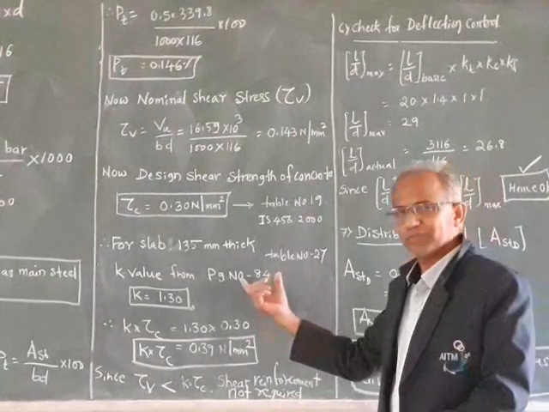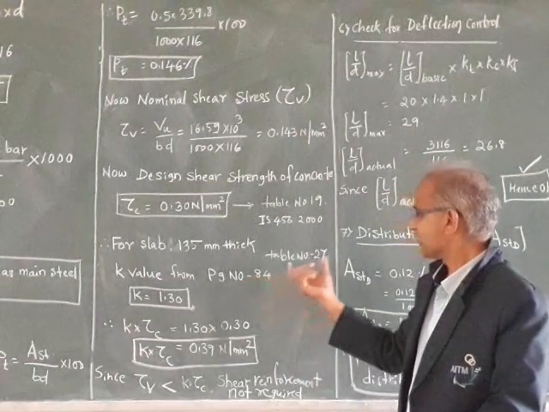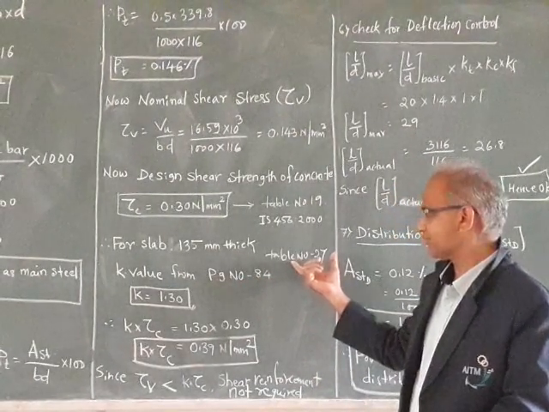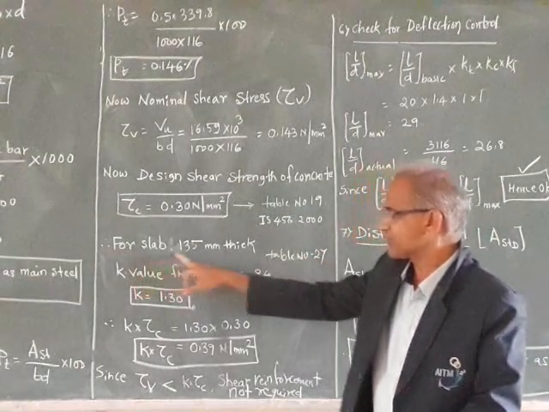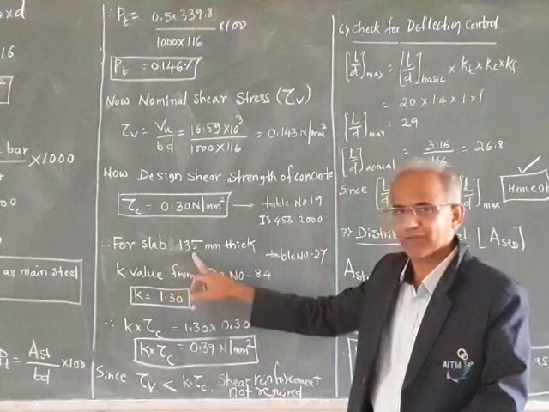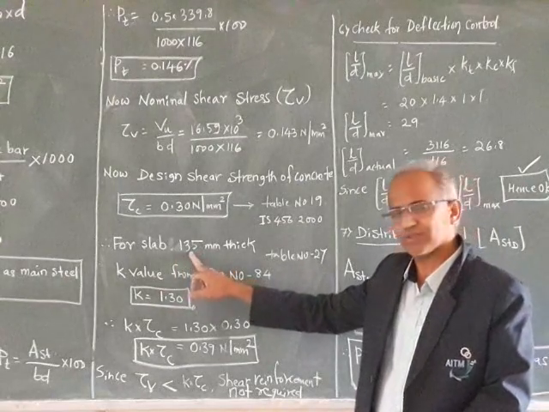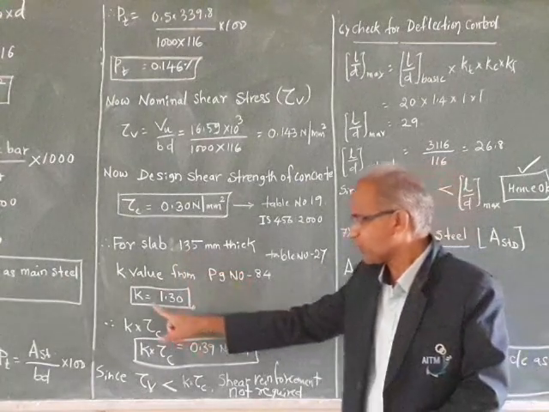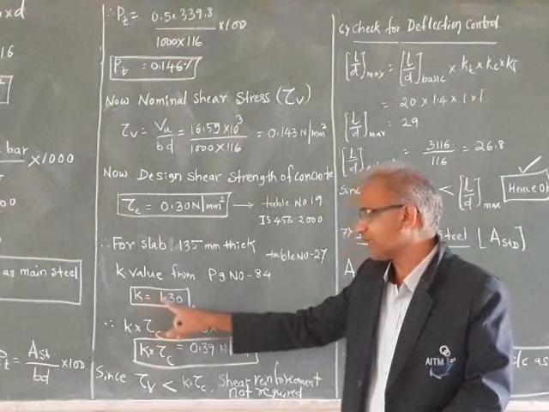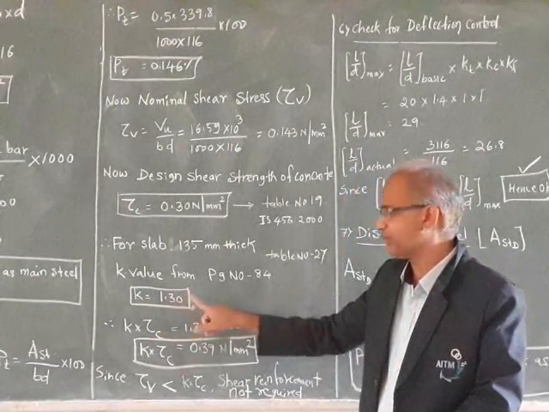So if you go to this page number 84 and table number 27, first there you have to see what is the slab thickness. This is the overall depth, capital D is 135 mm. So for this total depth of slab, what will be the K value? So K value is equal to 1.30.